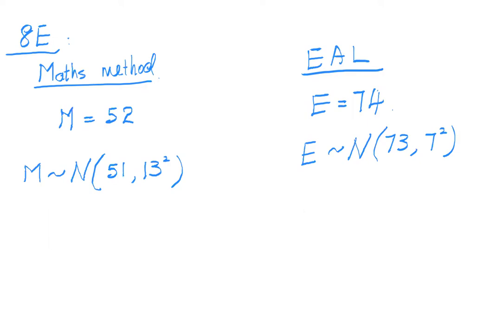EAL. Okay, why do you say EAL? What is your proof? Because the normal distribution mean is 73. This is student A's score. This is the group score. It's normally distributed.